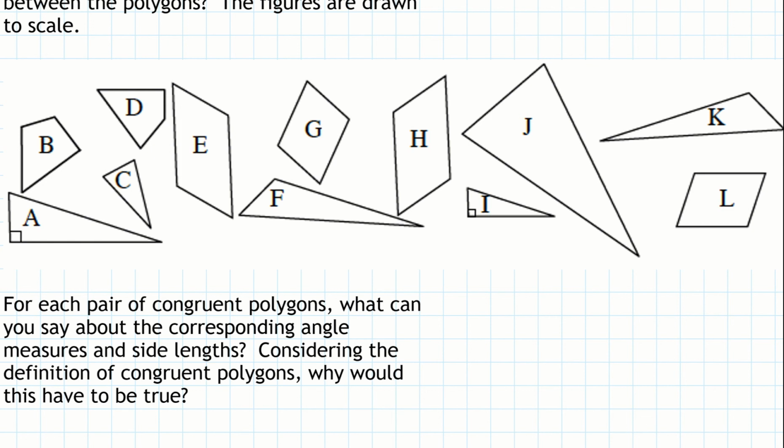When I look at the question, which ones appear to be congruent? Well, if I was to trace this H onto the patty paper and just reflect it across some line, I could clearly see that it's going to match up with E. None of them have a right angle, so I don't think A goes with anything. Well, A is certainly similar to I, right? But it's a smaller version of it, so they're not congruent.